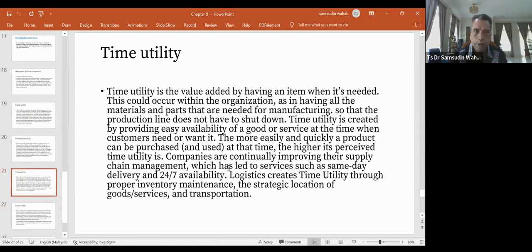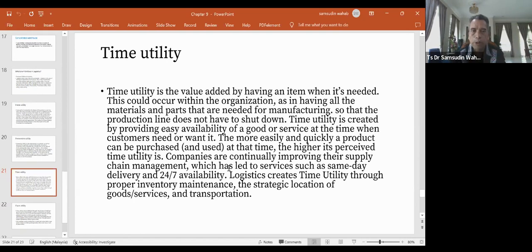Right, next is time utility. Time utility is the value added by having an item when it is needed. This could occur within the organization, as in having all the materials and parts that are needed for manufacturing so that the production line does not have to shut down. Time utility is created by providing easy availability of goods or service at the time.